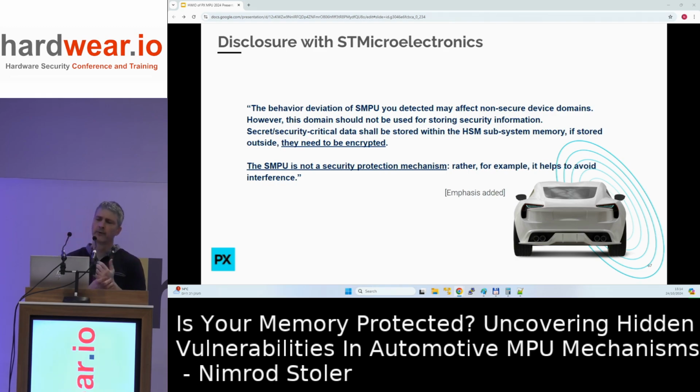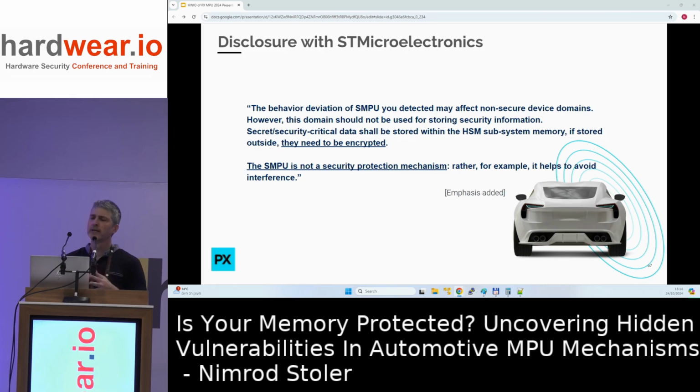After some back and forth correspondence, STMicroelectronics acknowledged the issue and said they would release an errata. But they claimed that the SMPU was not a security mechanism. Here is their response, and I'll read it from the slide.